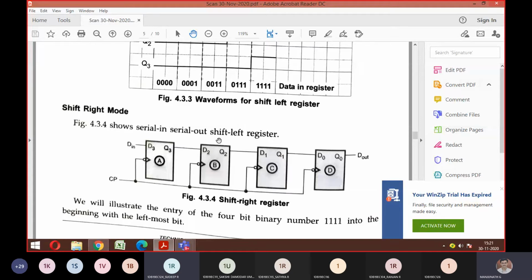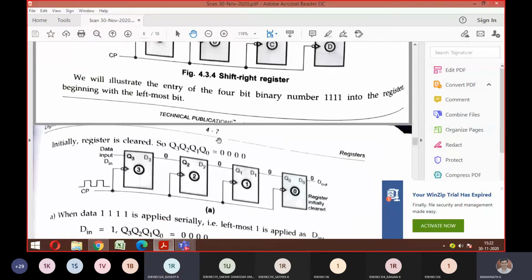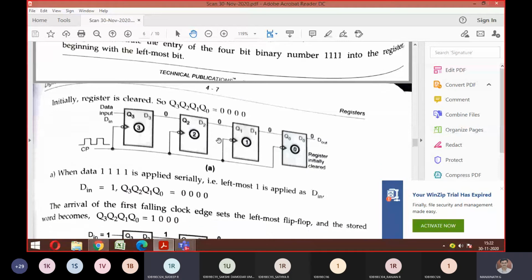So now I will change the sequence. Assume the sequence is 0111. 0111 is the input. Stage 1 now, input, output now: 1000. Then 1100. Then 1110, followed by the last answer, 0111. Good. So you have got the logic between your seesaw of left shift and right shift.